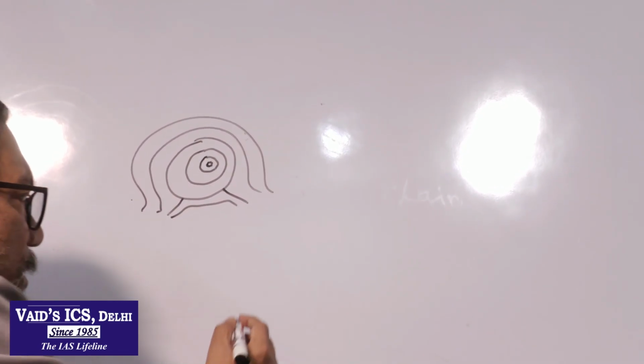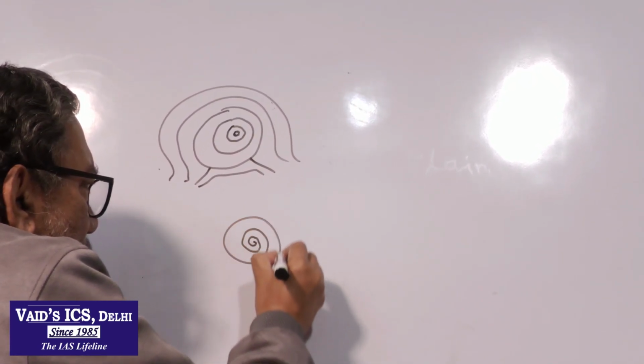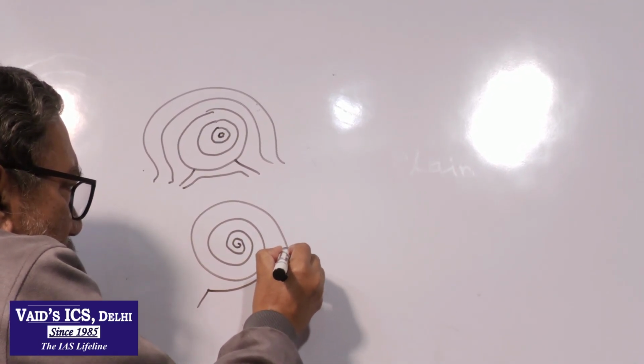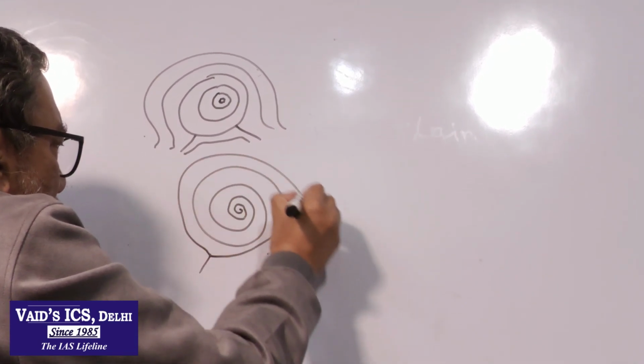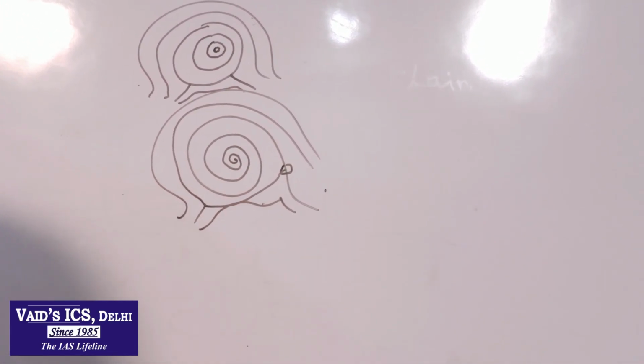Then you have a single spiral whorl, one ridge making a spiral. One triradius is somewhere here, the other is somewhere here, and it is like this, and then a ridge is cutting across and making a pattern.